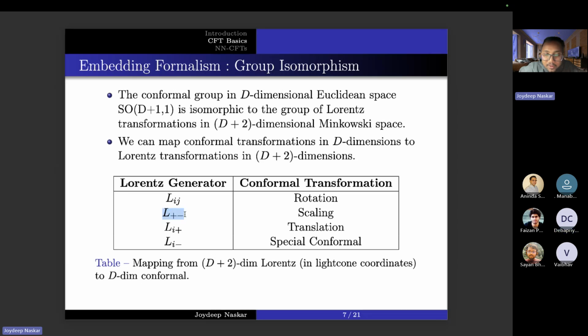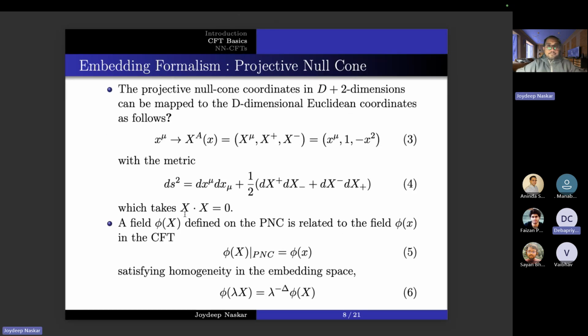Yes, it's just the Lorentz generator along that direction. You just make a coordinate transformation in your Minkowski space, and then it's just a Lorentz generator. I see. Thanks. So in this embedding formalism, you make use of something called the projective null cone.